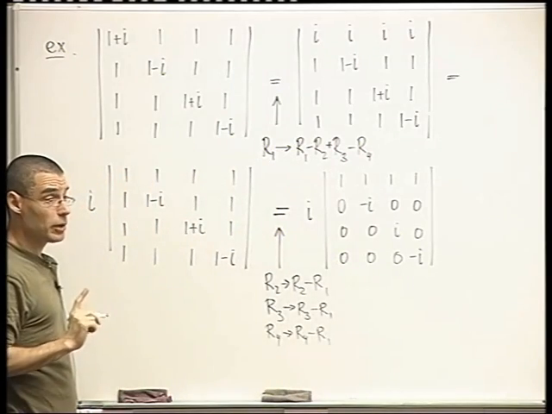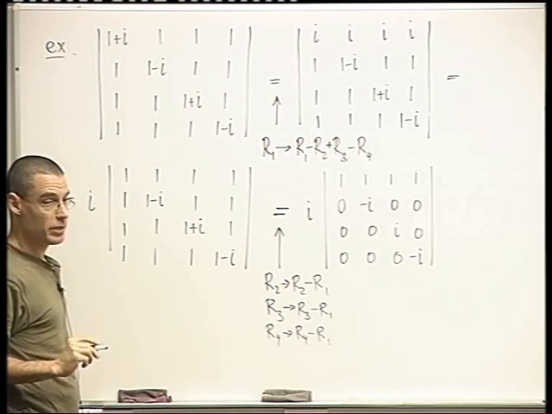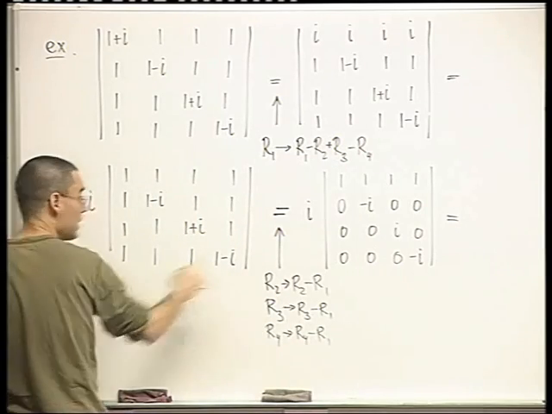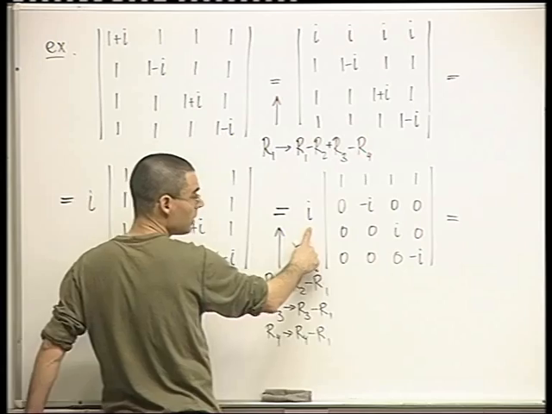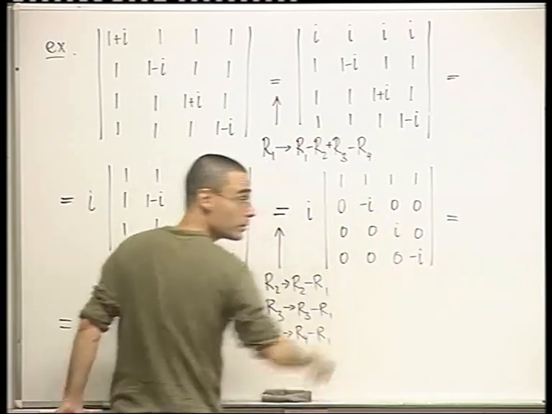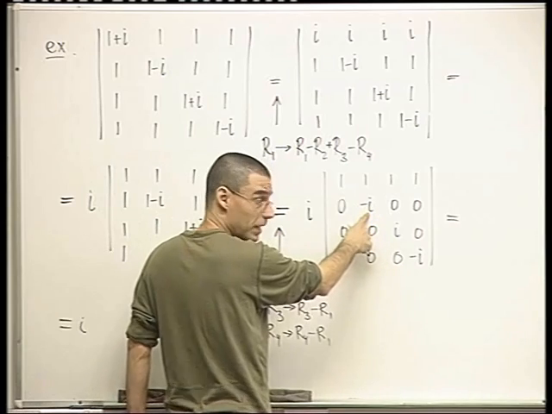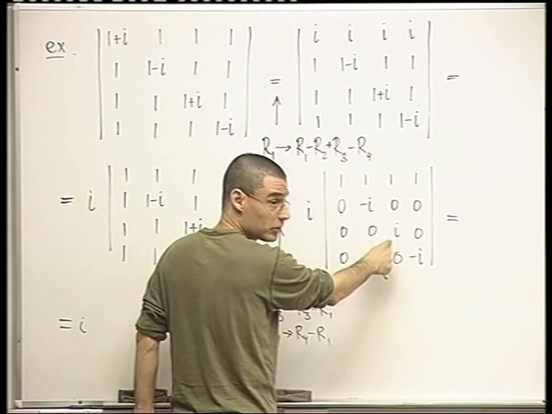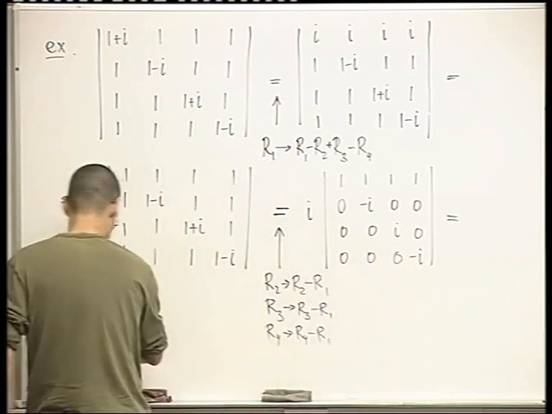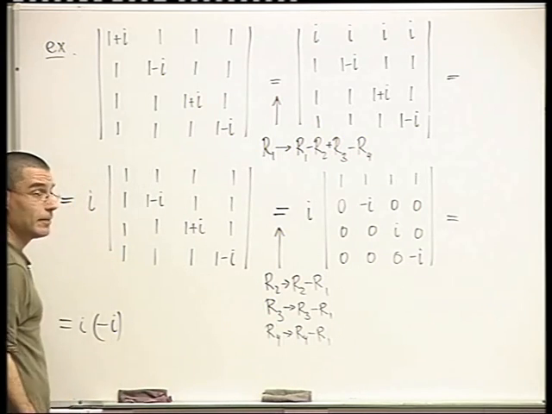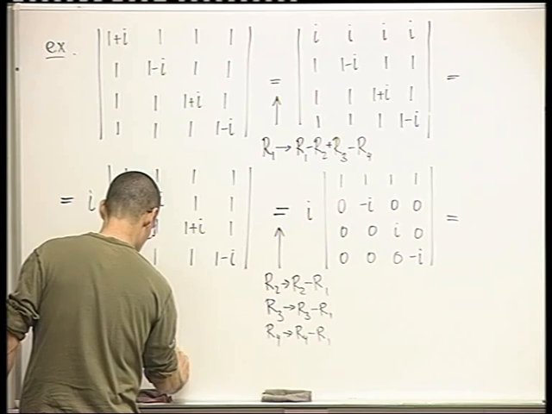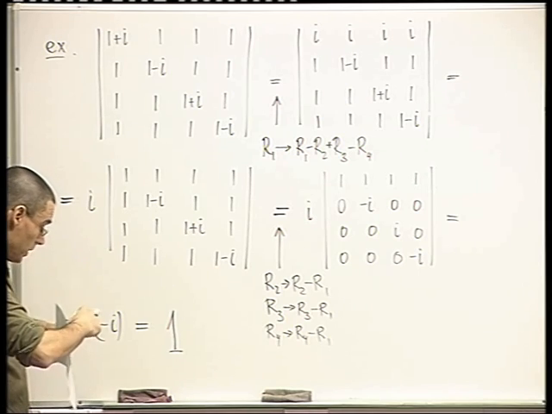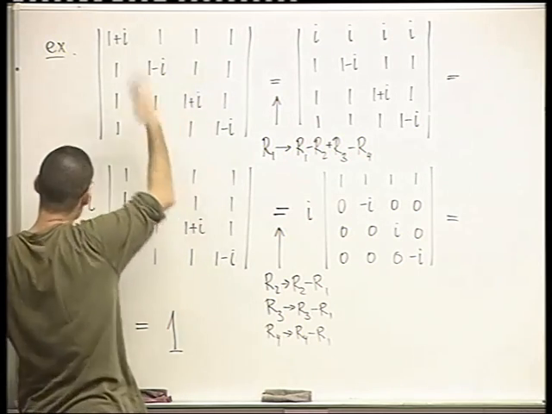Now it's a triangular matrix. The determinant is the product of the diagonal entries. So I get i that lived out here times 1 times minus i times i times minus i. So 1 times minus i is minus i, times i is minus i squared, which is minus minus 1, which is 1, times minus i. So it's i times minus i, and this is again just 1. And we're done. Good?